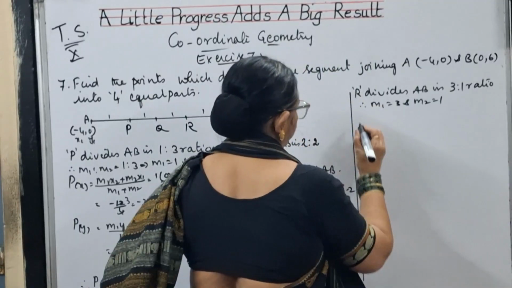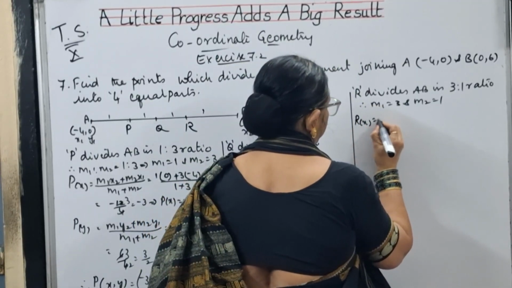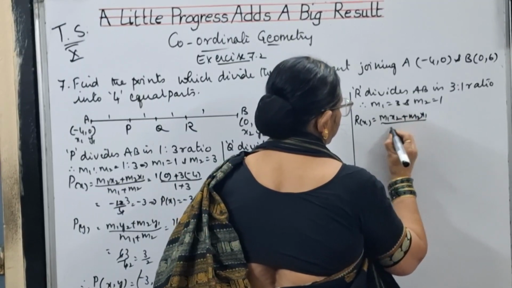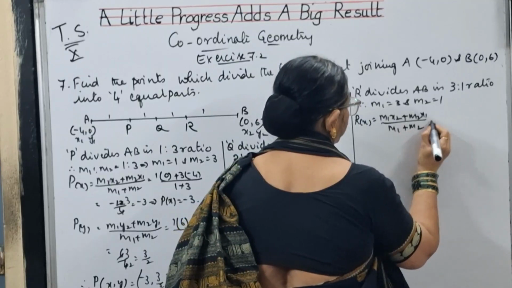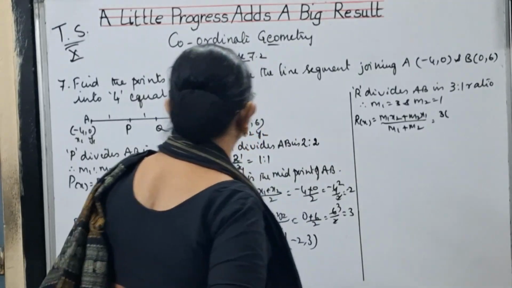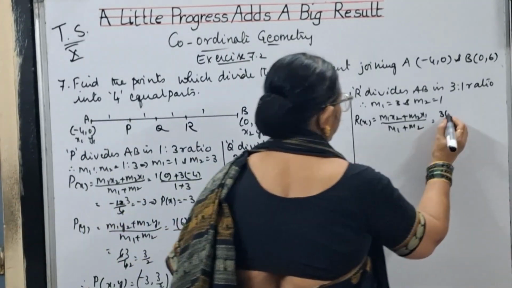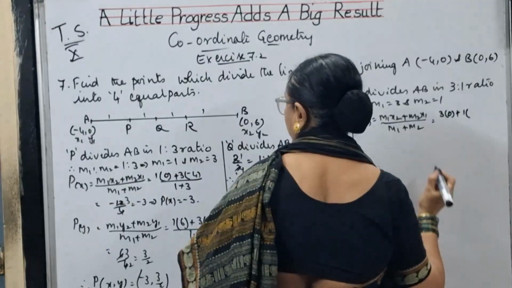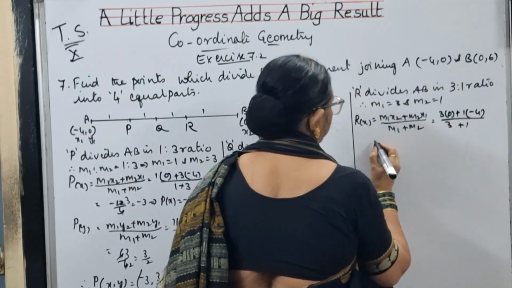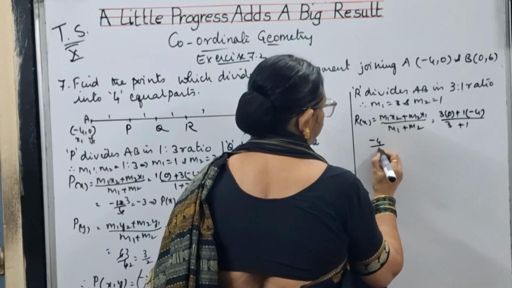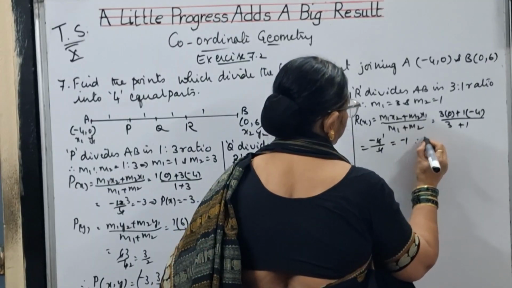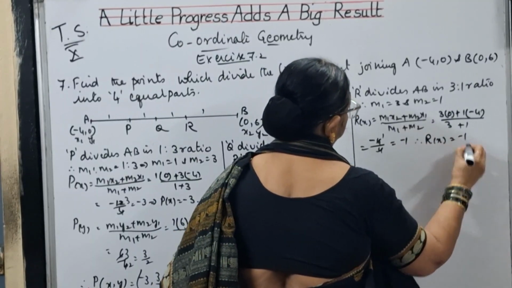So, now R of x, (m1 x2 + m2 x1) by (m1 + m2). That is equal to m1 is 3 into x2. What is x2? 0. Plus m2 is 1 into x1, x1 is minus 4, by 3 plus 1. That is minus 4 by 4. You are getting minus 1. Therefore, R of x is equal to minus 1.